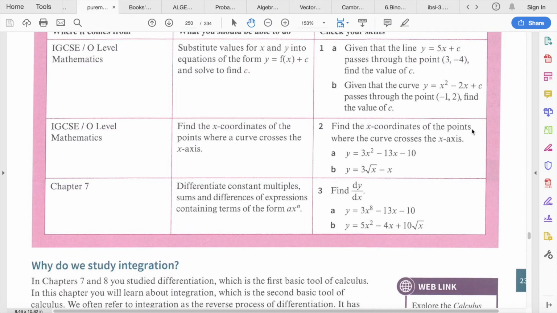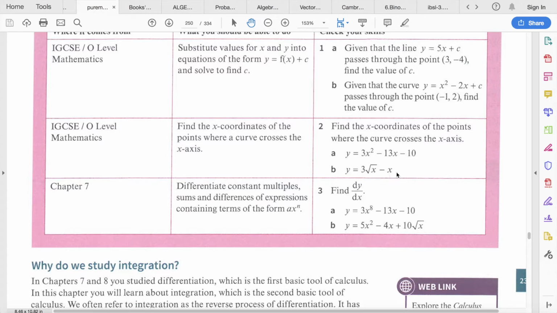The other thing that you need to know is how to find the x-intercept. What is the x-intercept? The x-intercept is the point at which your equation cuts the x-axis. So you put y equal to 0 and you solve it. For example, if it's a quadratic equation, it can be easily solved by the quadratic formula, factorization or the completing the square method.